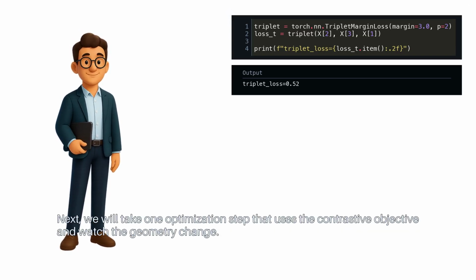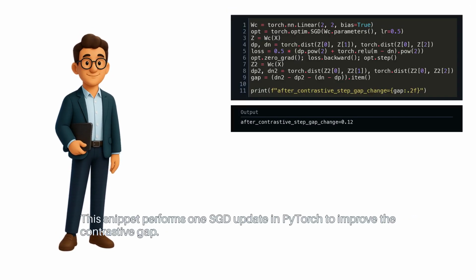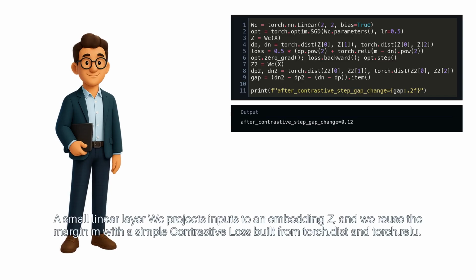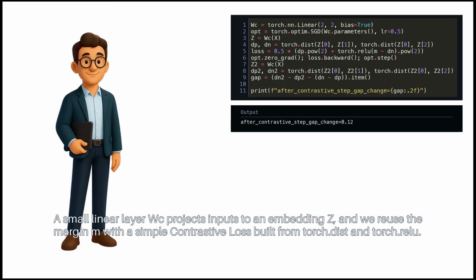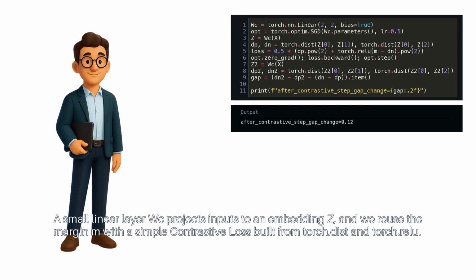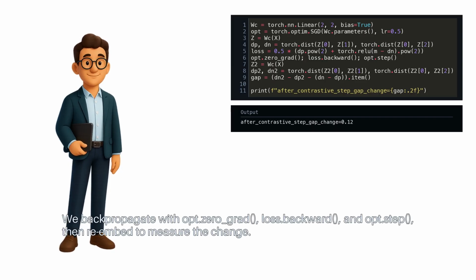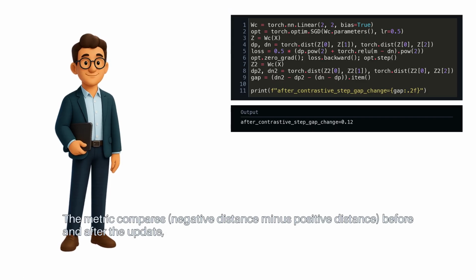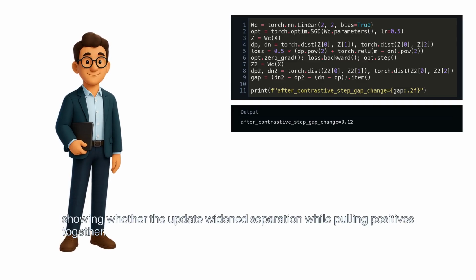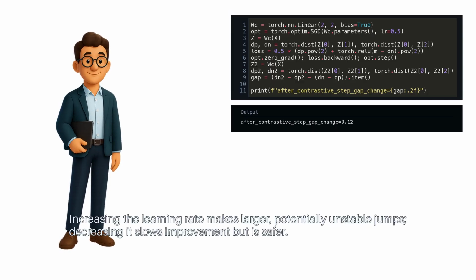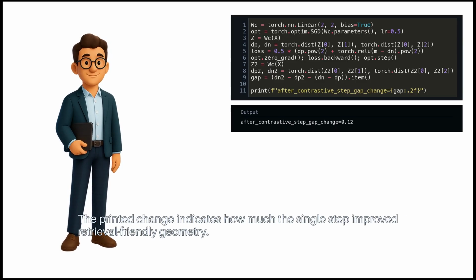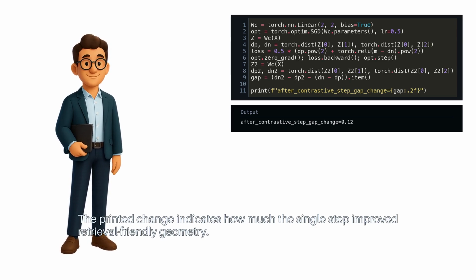Next, we will take one optimization step that uses the contrastive objective and watch the geometry change. This snippet performs one SGD update in PyTorch to improve the contrastive gap. A small linear layer, Wc, projects inputs to an embedding Z, and we reuse the margin M with a simple contrastive loss built from torch.cdist and torch.relu. We backpropagate with opt.zero_grad, loss.backward, and opt.step, then re-embed to measure the change. The metric compares negative distance minus positive distance before and after the update, showing whether the update widens separation while pulling positives together. Increasing the learning rate makes larger, potentially unstable jumps. Decreasing it slows improvement but is safer. The printed change indicates how much the single step improved retrieval-friendly geometry.